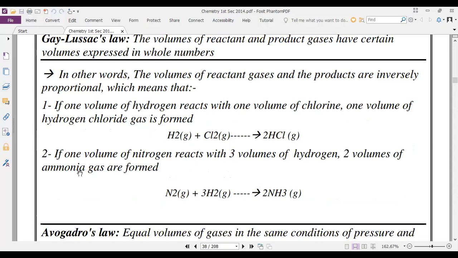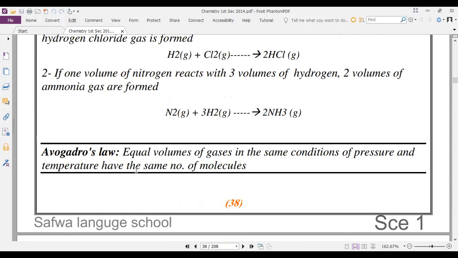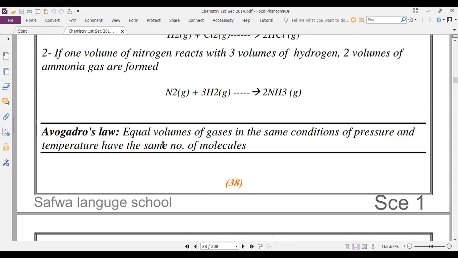Yes. Okay. So, number two, if one volume of nitrogen gas reacts with three volumes of hydrogen gas, two volumes of ammonia gas are formed, as in the balanced equation. Avogadro's law: equal volumes of gases in the same conditions of pressure and temperature have the same number of molecules. It's called Avogadro's law.